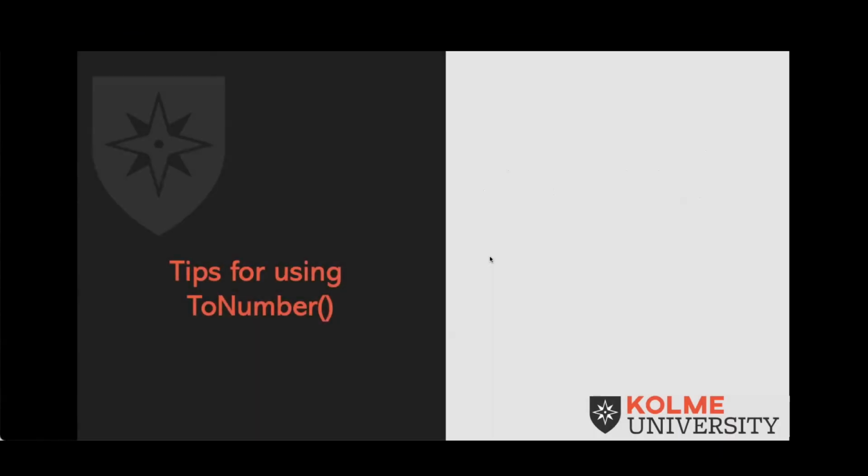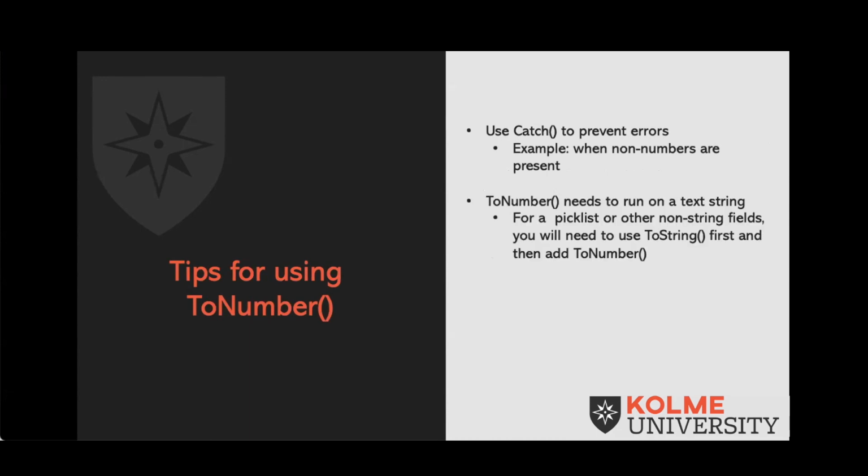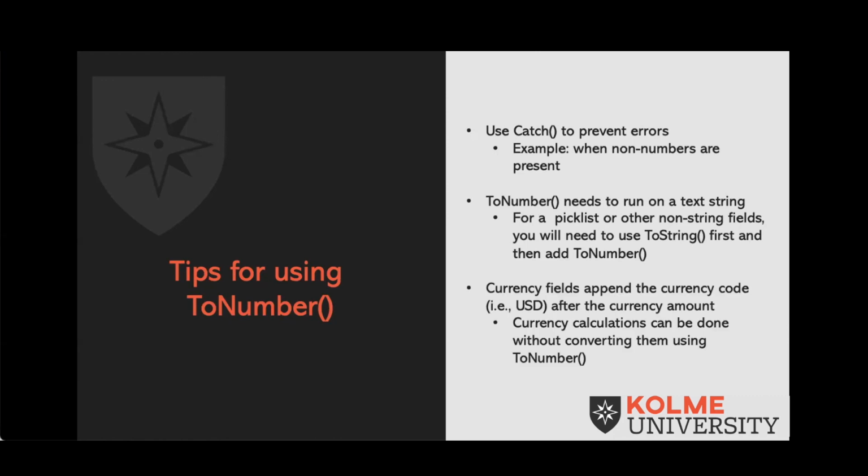We do have a couple of quick tips and tricks when using this function. First, use that catch to prevent errors. You saw this in that first example, where on the SKU field, if you have a non-number, you're going to get an error. Number 2, ToNumber needs to run on a text string. We saw this on the second example. For a pick list or other non-string fields, make sure you use toString first and then add ToNumber.